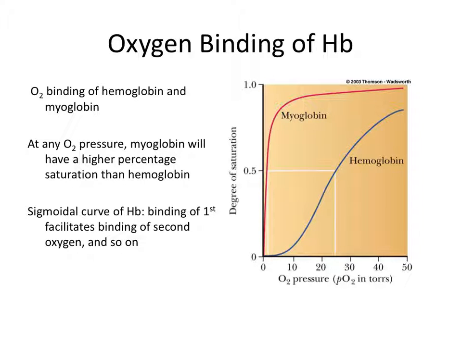This is just a better picture. Notice they use partial pressures. It doesn't really matter. Oh, one thing I forgot to point out. Let me go back. I just wanted to point that out, because here, once again, a sigmoidal curve is indicative of cooperativity.